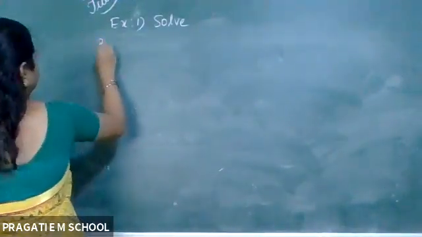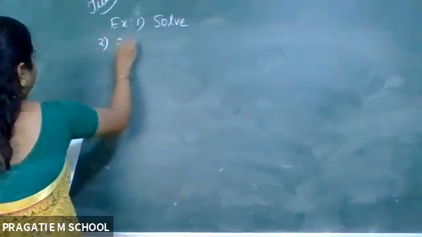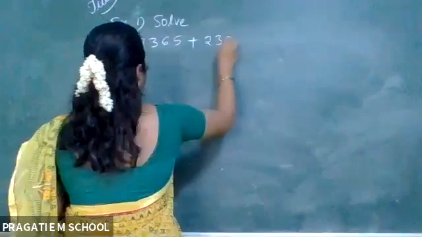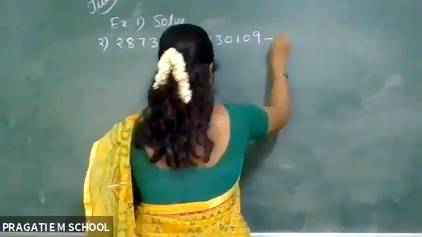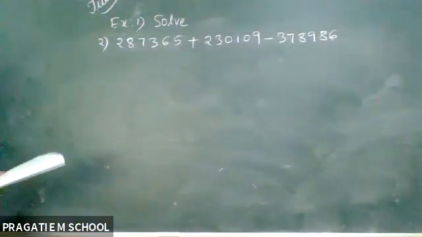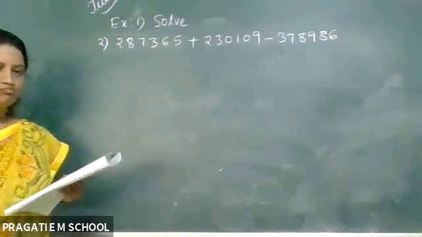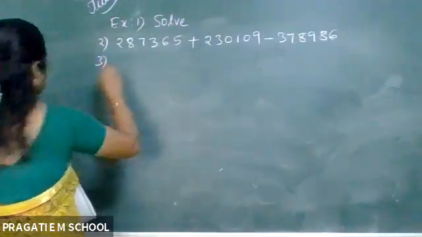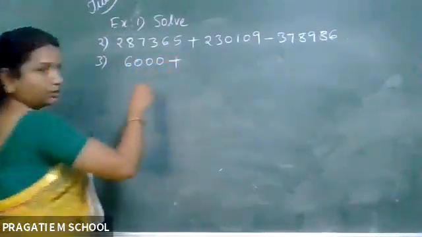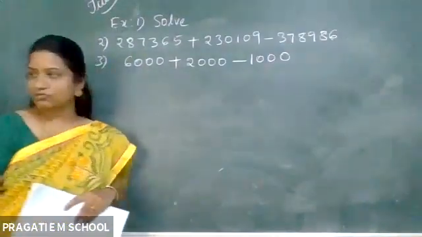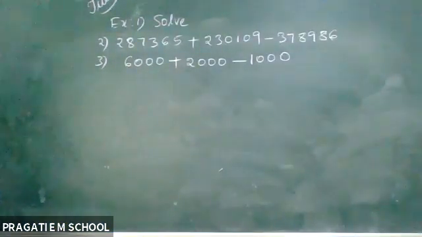Yeah, Shilan, I'm going to give you some more two examples. Please note it down. 287365 plus 230109 minus 378986. Note it down, children. You have to solve this problem. Another one also I'm going to give you. +2000 -1000. These two problems you have to solve, children. Please make a note of it.